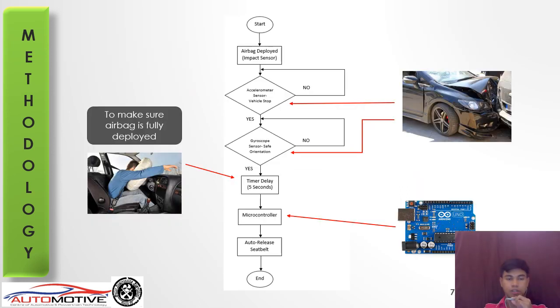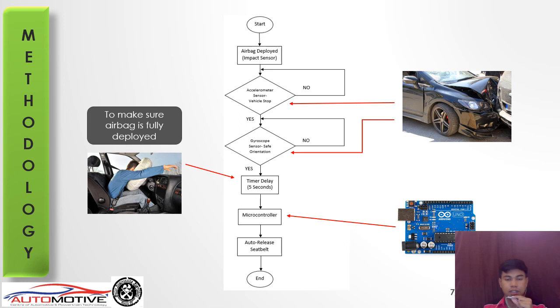Next is the flowchart of the methodology of the proposed system. First, the system will start when the airbag is deployed by the impact sensor, which will sense a crash of the vehicle. Next, it goes to the accelerometer sensor to signal that the vehicle has completely stopped. If it doesn't, it will repeat the process until it does. Next, the gyroscope sensor will detect the safe orientation of the vehicle.